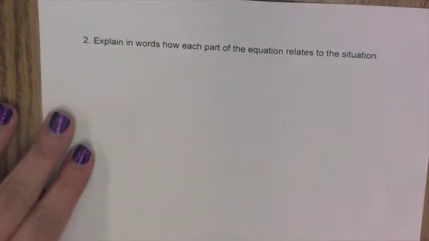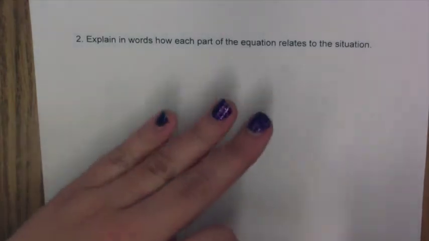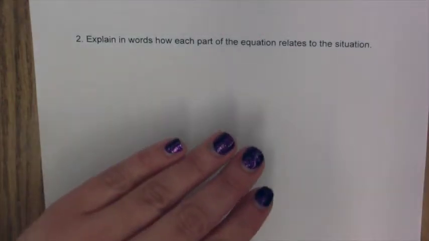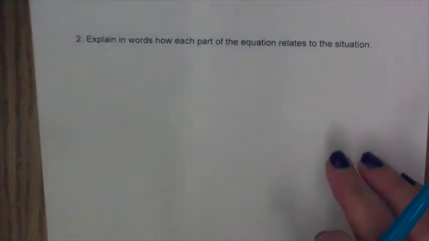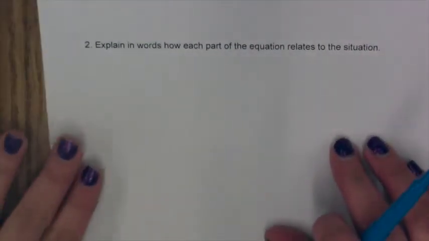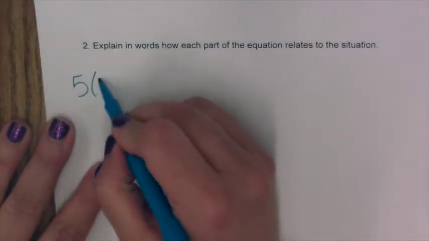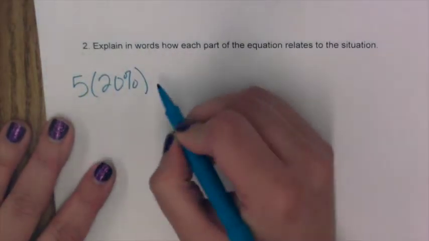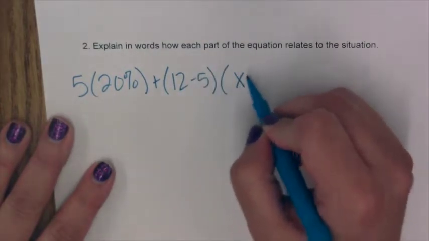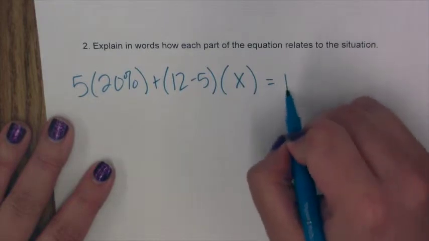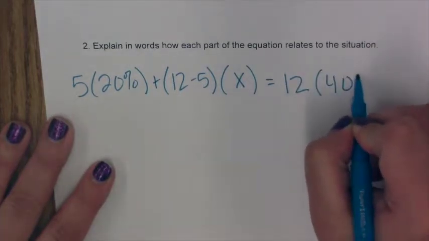All right, your next question says to explain in words how each part of the equation relates to the situation. So I'm going to copy down the equation we just wrote, and then we're going to write out in words what each number means. So we had 5 times 20% plus 12 minus 5 times our unknown equals 12 times 40%.